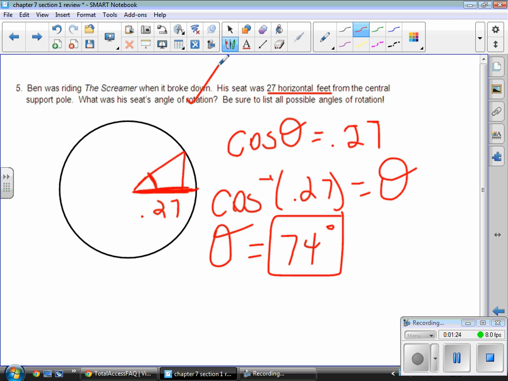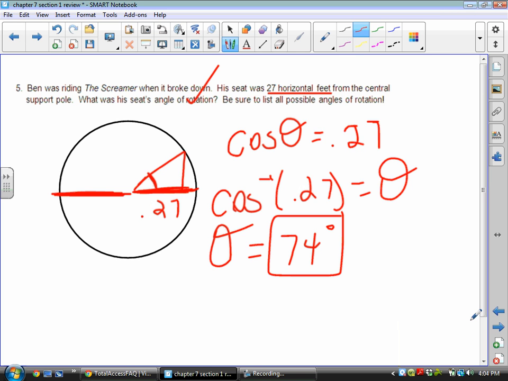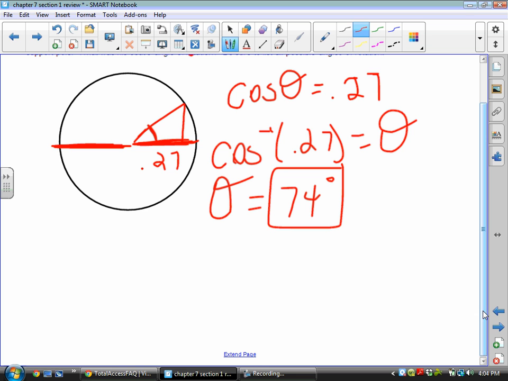Be sure to list all possible angles of rotation. So because it's not talking about positive or negative distance, it's not saying to the left or the right of center, I need to kind of assume everything. So let's also talk about if I'm in the second quadrant, I'm the same distance over here, but it would be negative. Okay, so here's how I'm going to use my reference angles to figure this out. So I'm going to take 180 minus 74 degrees is going to equal 106 degrees. That would be if I'm in the second quadrant.